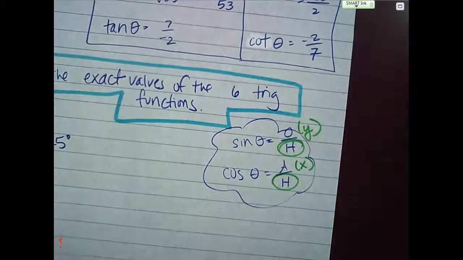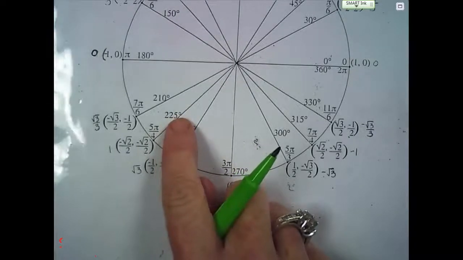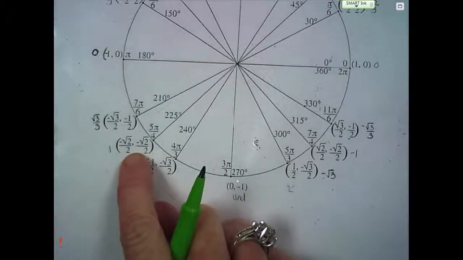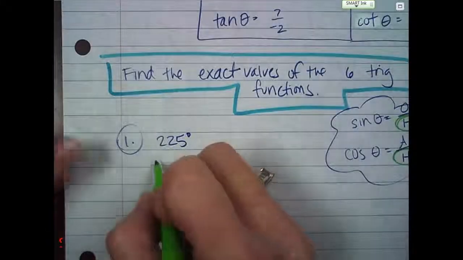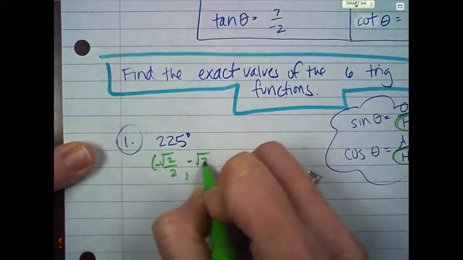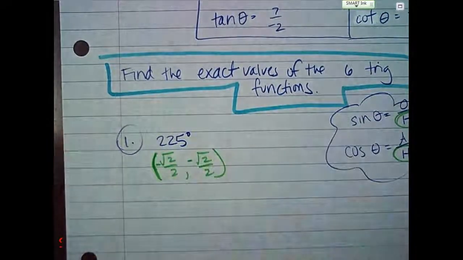So if you look at your unit circle and find 225, I'm right here. Is there a point that matches? 225 is 5 pi over 4 radians, and there's a point. You see it? The point is negative root 2 over 2, negative root 2 over 2. And just by looking at it, I can find sine, cosine, and tangent, can't I?